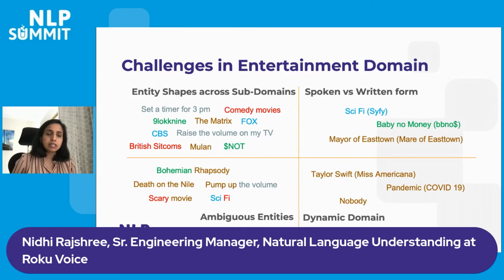And then these ambiguities don't only happen across subdomains, but they are also within the same domain. For example, in this case, Death on the Nile was a movie that was released in 1978, and then there was another one in 2020, I think. So that's the second kind of problem that we face with the domain.